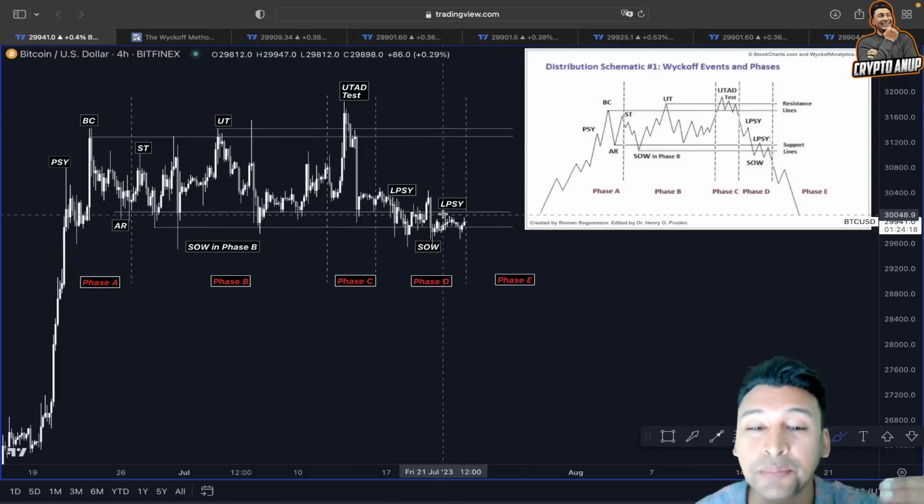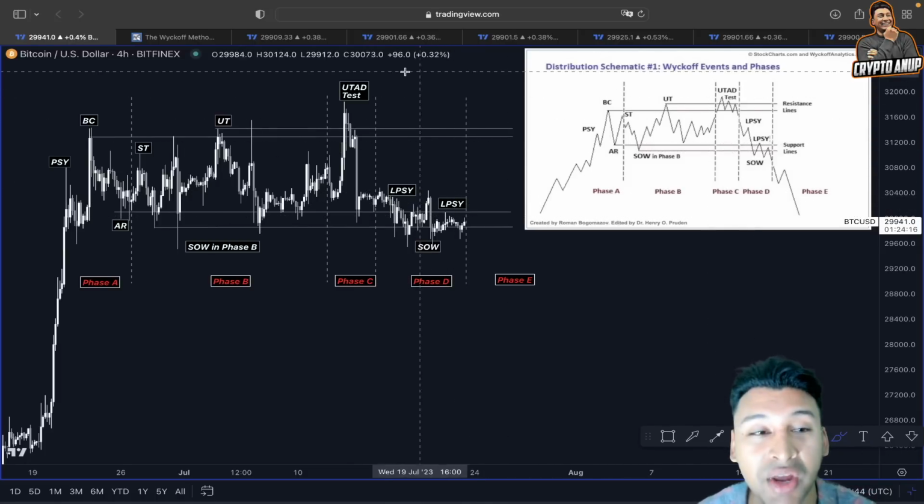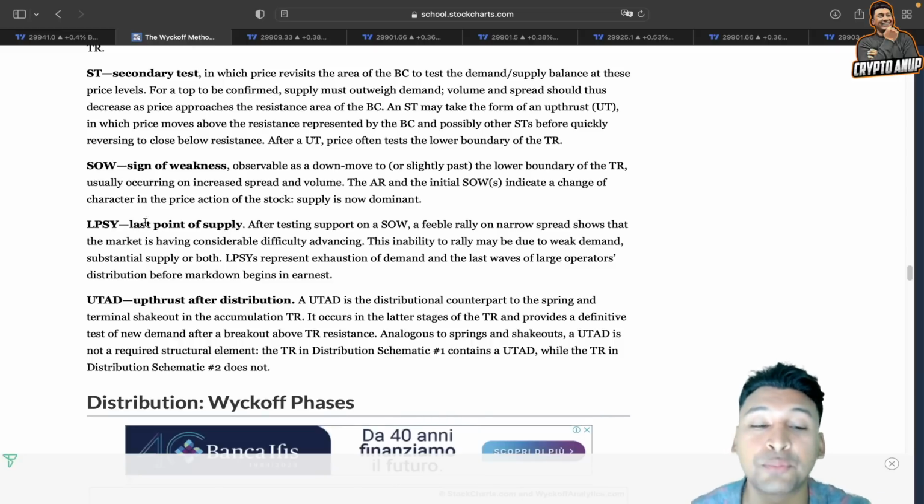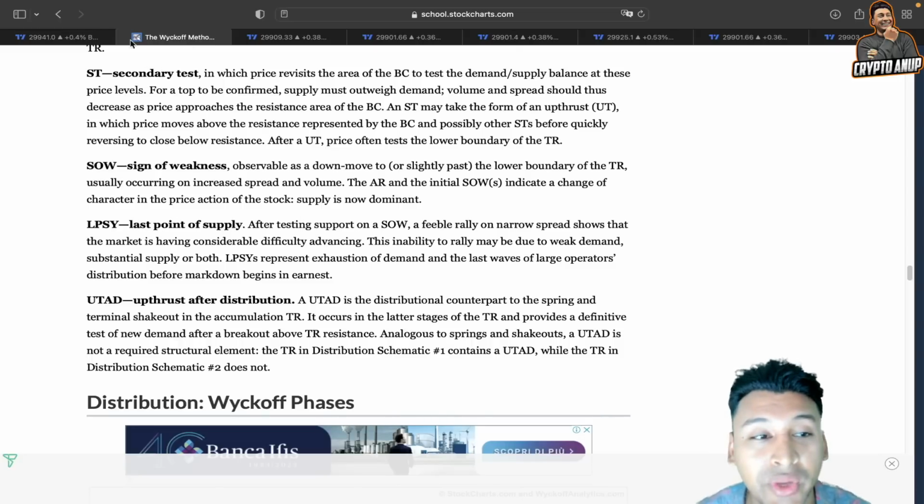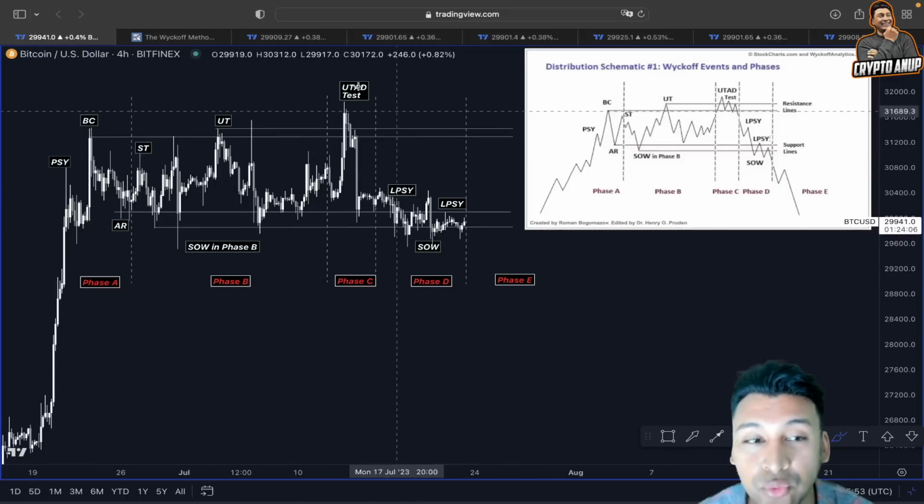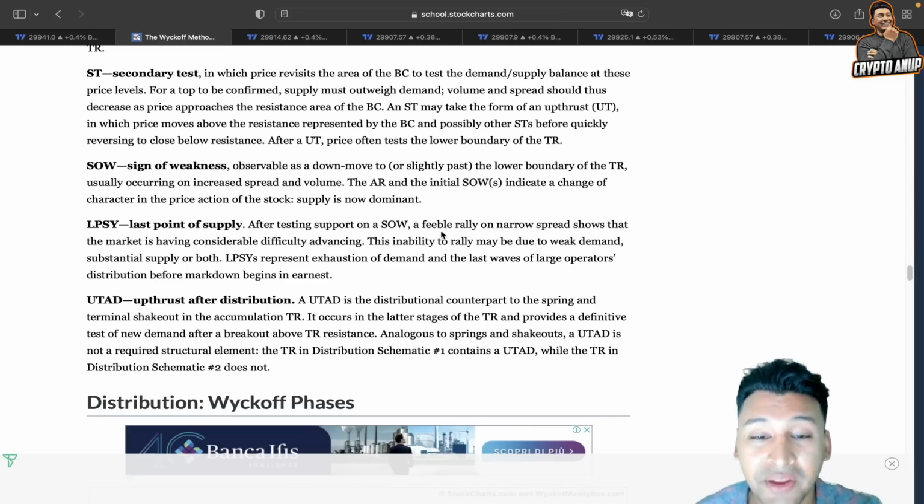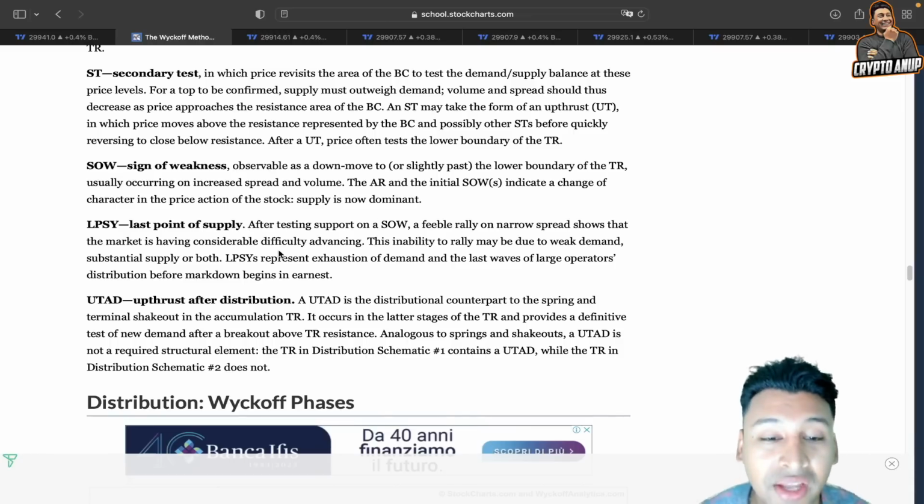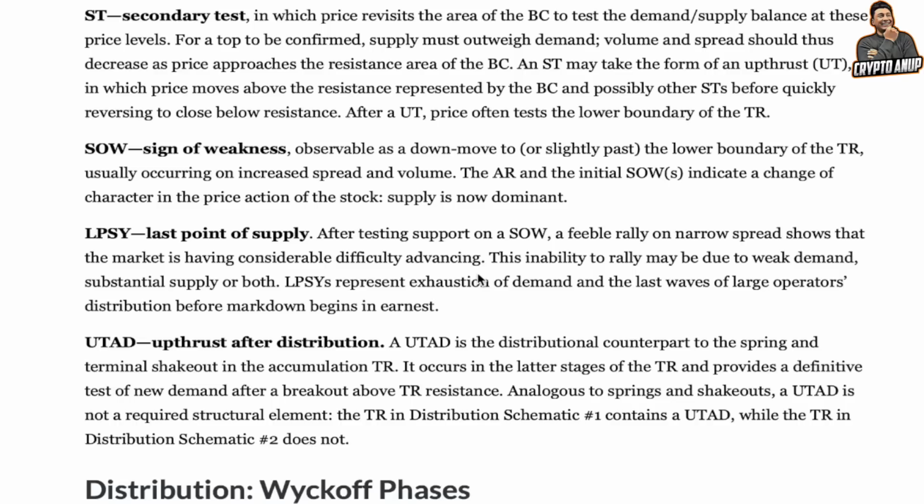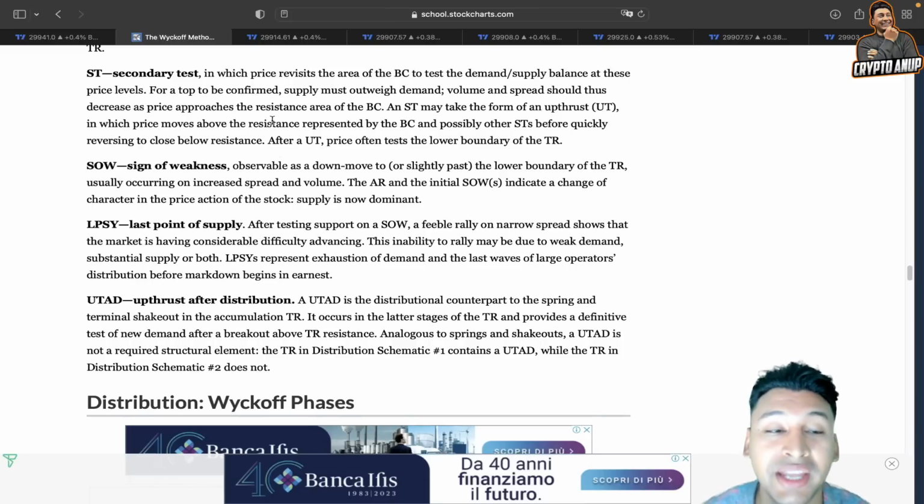Yes guys, the last point of supply, the LPSY, the area where we are right now. If we look at the definition for the last point of supply: after testing support on a sign of weakness, this here is the sign of weakness. We tested the support. A feeble rally on narrow spread shows that the market is having considerable difficulty advancing. This inability to rally may be due to weak demand, substantial supply, or both. LPSY, last point of supply, represents exhaustion of demand and the last wave of large operators. Distribution before markdown begins in earnest.